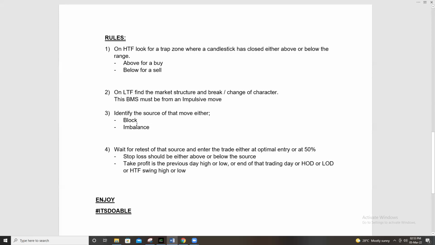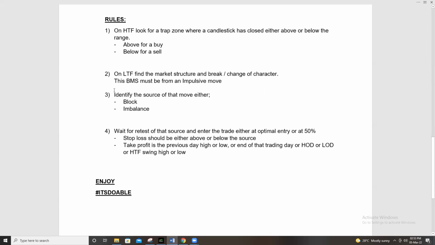You can watch the imbalance video. And also, I think there's a video on identification of blocks. If I don't have a video on identification of blocks, I have written a whole ebook 5 on the types of blocks, which blocks to work on, which blocks to ignore. So you can read that from ebook 5 because I also think it has imbalance there, though there is a video on imbalance. So you've done all that, then you have the final step, which is wait for retest.